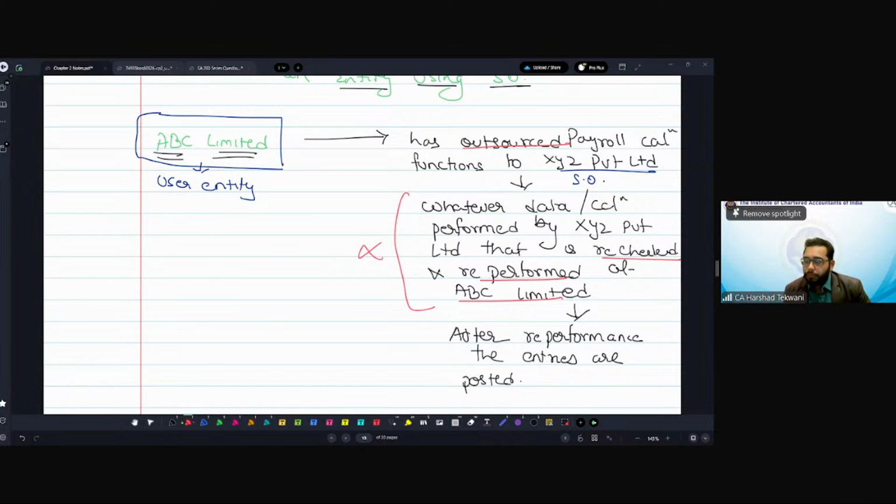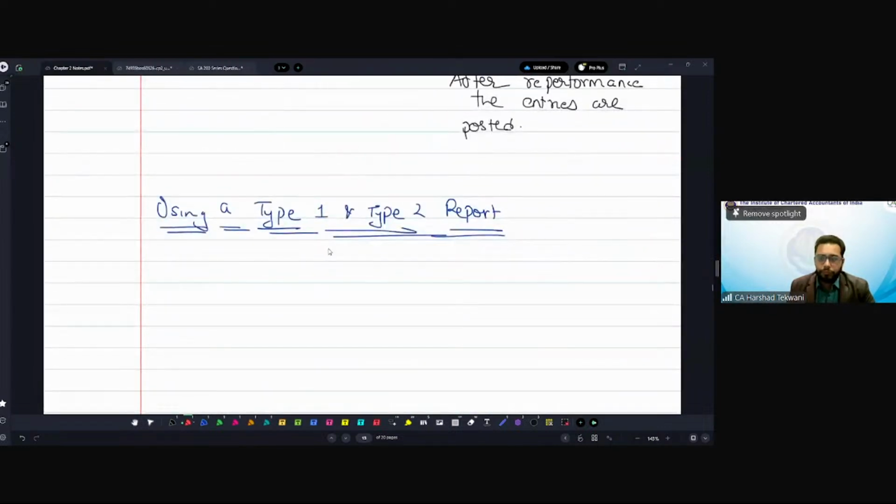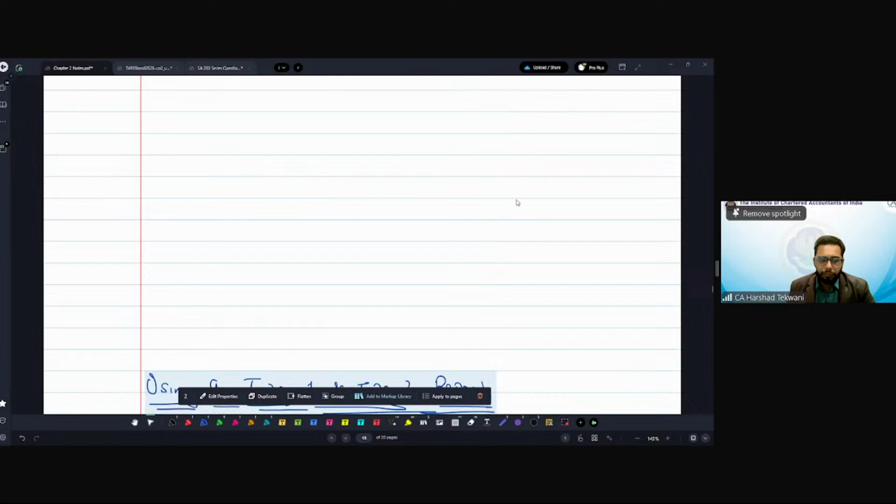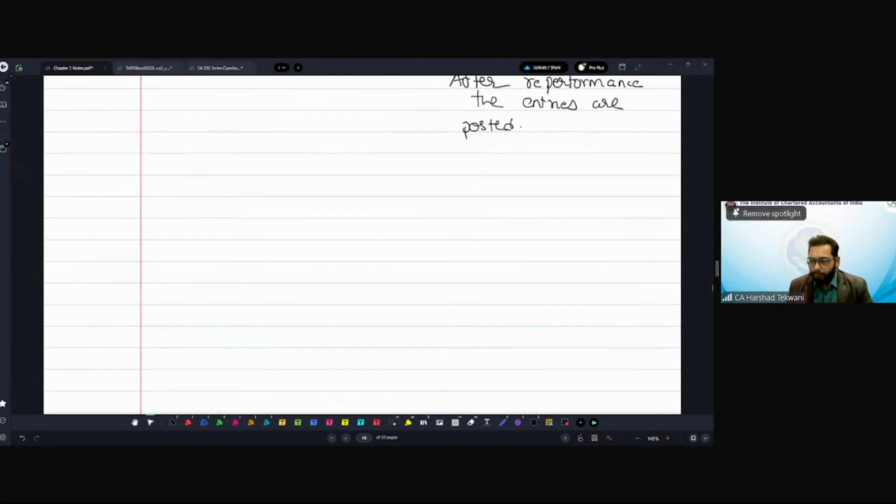If there is any mechanism or control at the user entity itself which checks the significance, materiality and appropriateness of the work performed by the service organization, and through this mechanism the entity provides us sufficient information on which we can rely, then we can accept that information. And if we are not able to obtain an understanding of that, then we are under an obligation to take the type 1 or type 2 report.